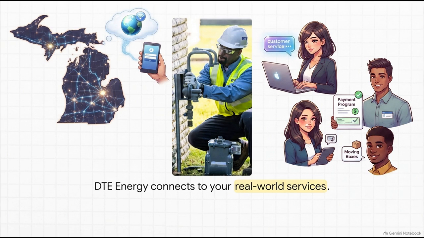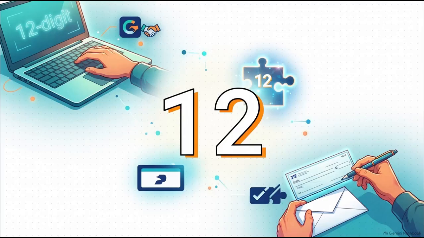And when you see a worker out there on the street maintaining the physical infrastructure, well, your digital account number is basically your personal key to connecting with those real-world services. You literally need this number for everything, from setting up payment programs to transferring your service when you move to just making basic customer service inquiries. So the crucial point here is knowing exactly what you're looking for. The magic number we're after is exactly 12 digits long.